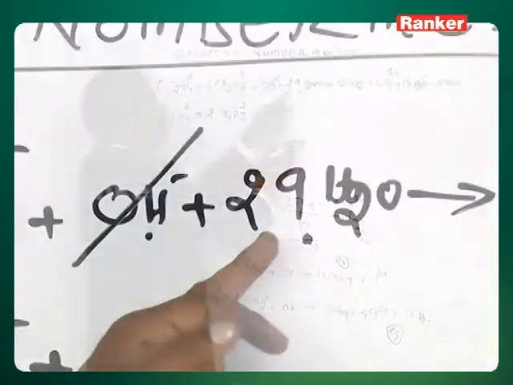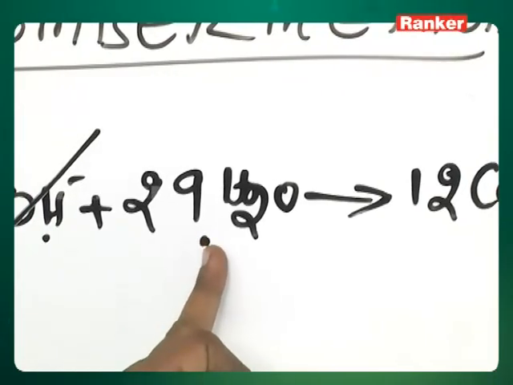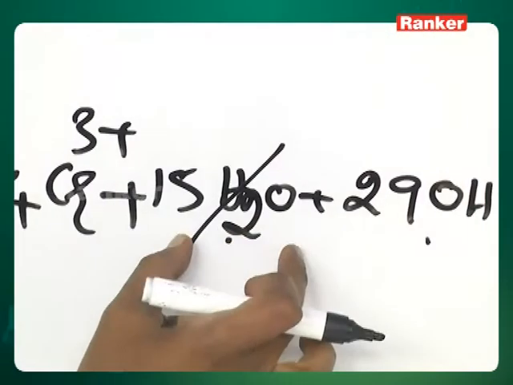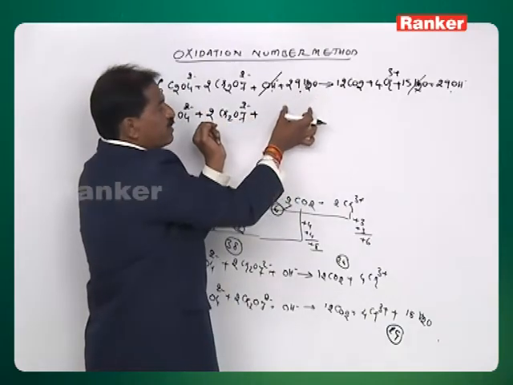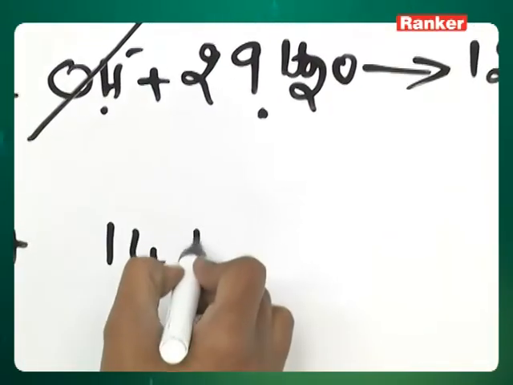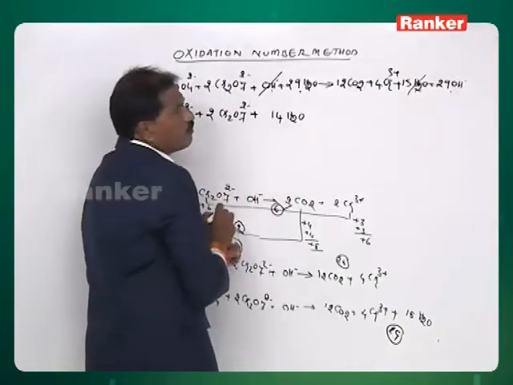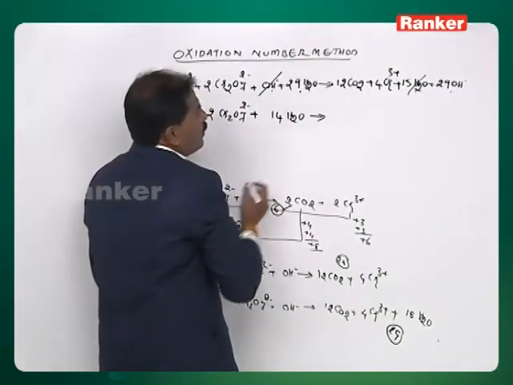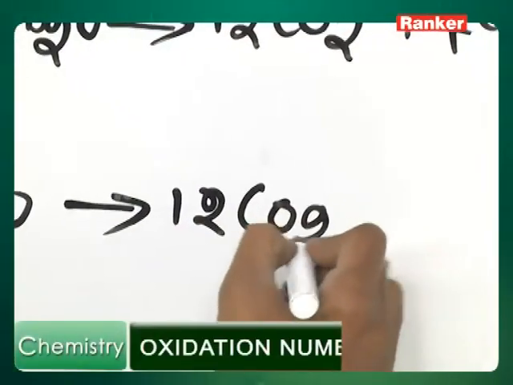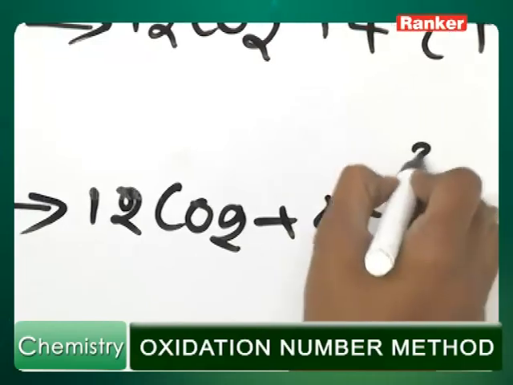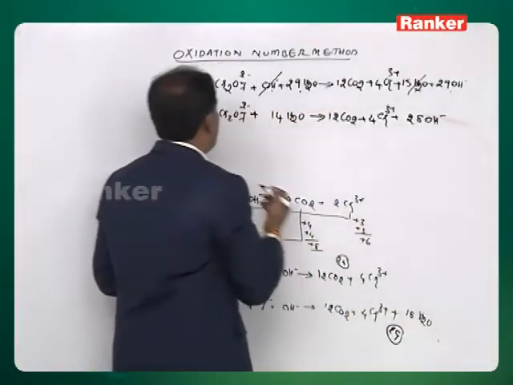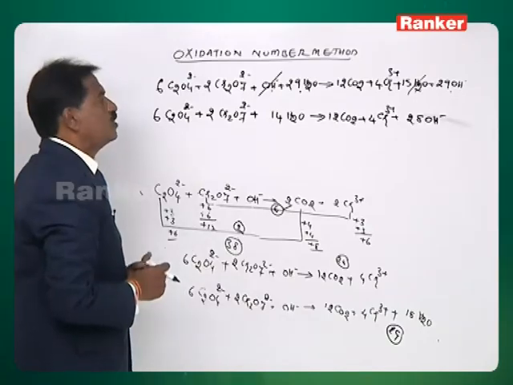Next water molecules. Here 29 water molecules are present. Here 15 water molecules are present. So this 15, here 15, you cancel them. So still how many will be left? 14 H2O. 14 H2O will be left. Next 12 CO2 plus 4 Cr3 plus 28 OH minus. Now all the atoms and the charge have been balanced.